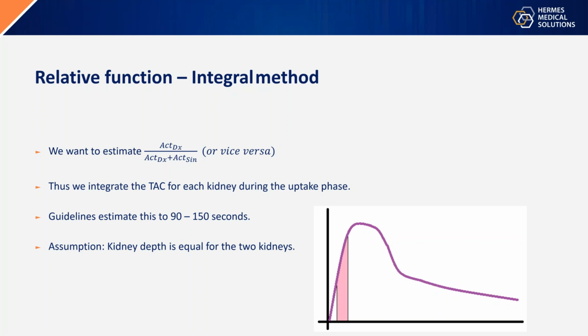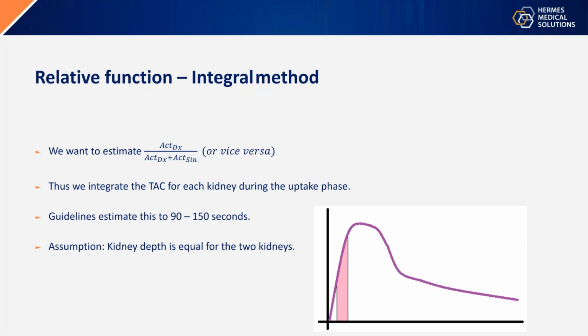The guidelines estimate this to be between 90 and 150 seconds, but this can vary between different hospitals. Some use 60 to 120, some use 60 to 150, so it varies, but it is within this region. It is, however, important not to go too early or too late, because we truly only want to be within the uptake phase of the curve. And we also make an assumption that the kidney depth is equal for the two kidneys. If this is not the case, we do need to correct for this, as this error can be quite large.